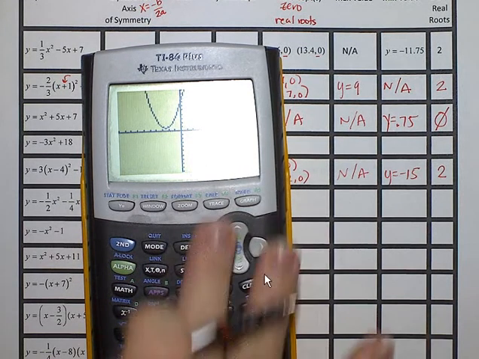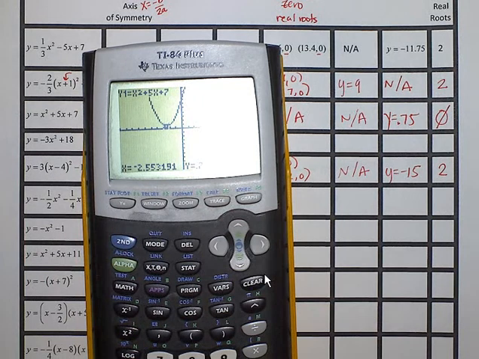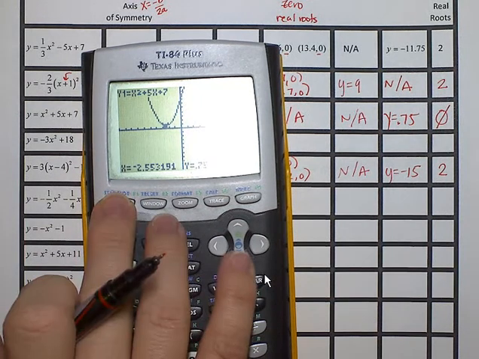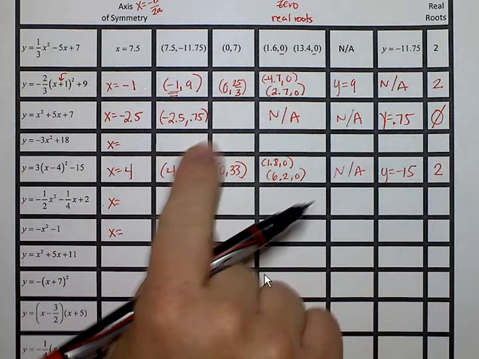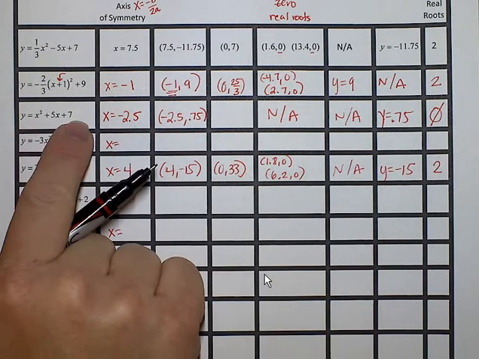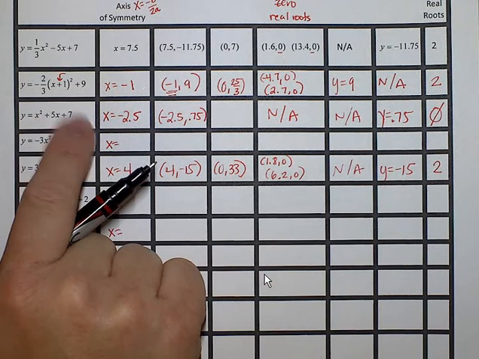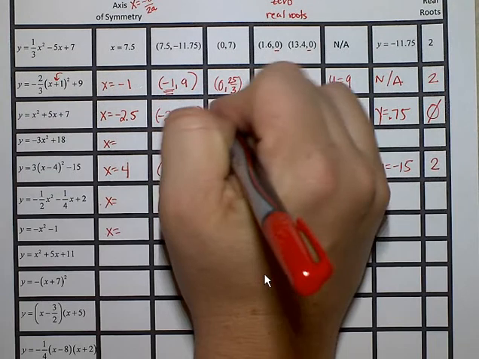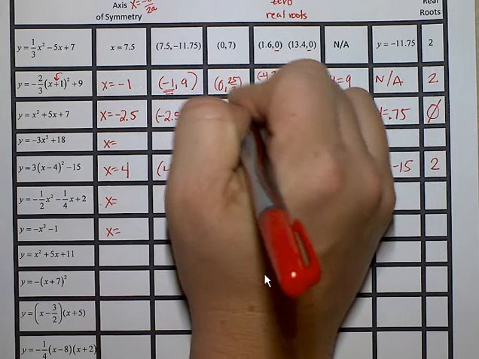And now hit trace. Oh, it's not doing it for me. Darn it, I should have done it right away. But you know what? I don't have to plug it in, because remember, when I look at a function in standard form, which number here tells me what the y-intercept is? The 7. 0 for the x and 7 for the y.